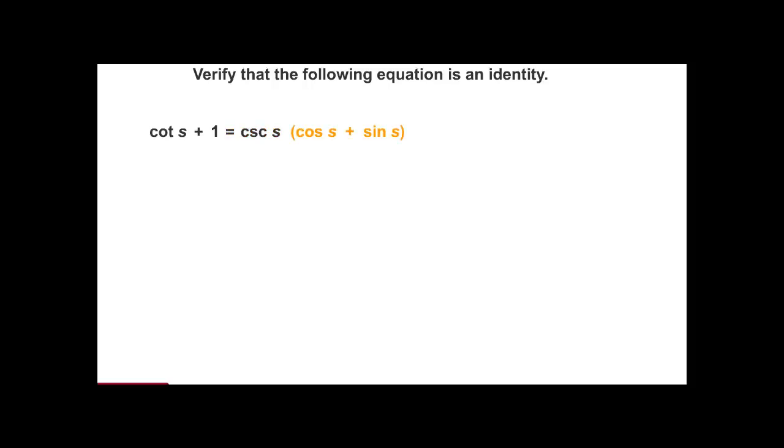Verifying an identity, working with one side. Let's verify that the equation, the sum of cotangent s and 1 equals the product of the cosecant of s and the sum of cosine s and sine s.